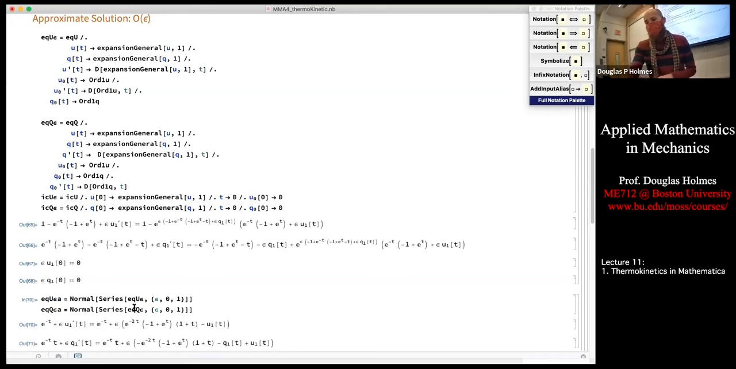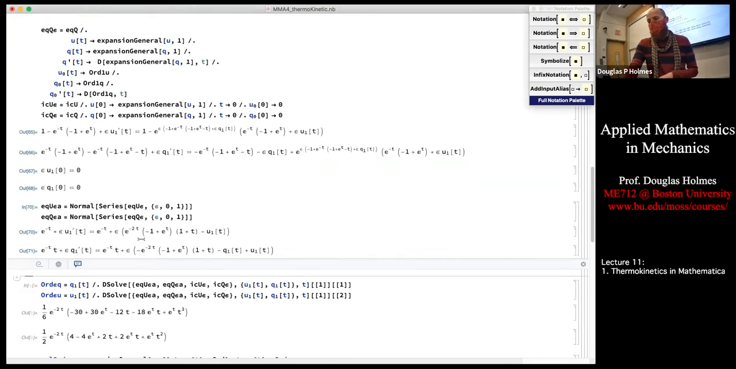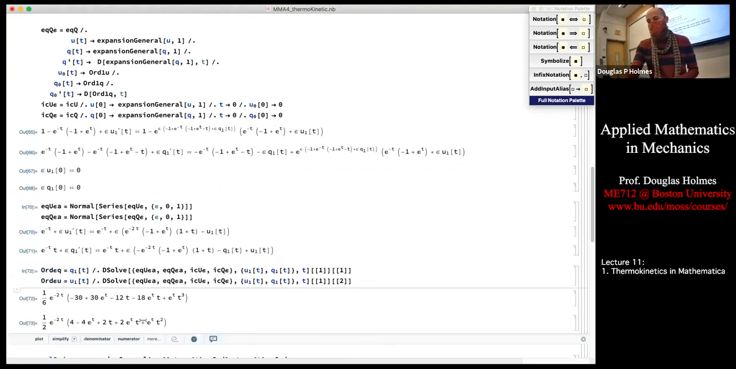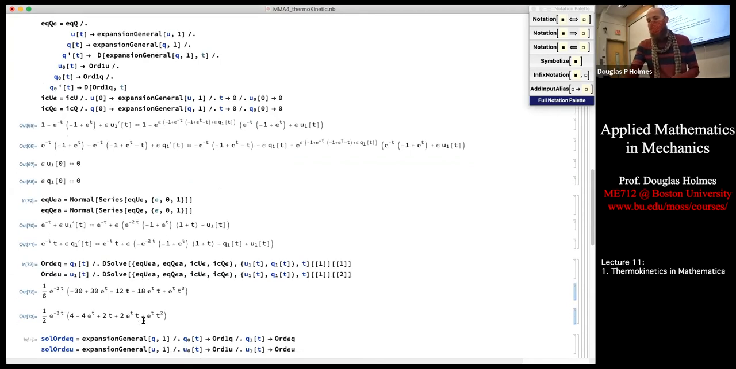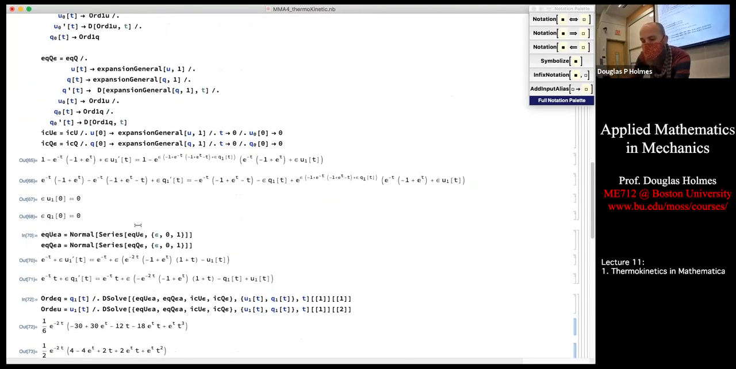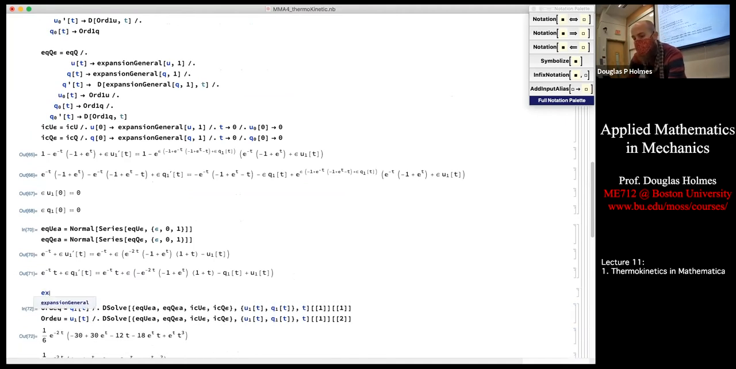In the meantime, I will say, let's see. Oh, this is the same here. I'm just truncating my series out to order epsilon. I'm solving. Hopefully this all works. Yes, it does. It looks really awful, but that's okay. Be thankful that we didn't have to do this out by hand. And remember, this is the key step in the last problem. This is just Q1 and U1.